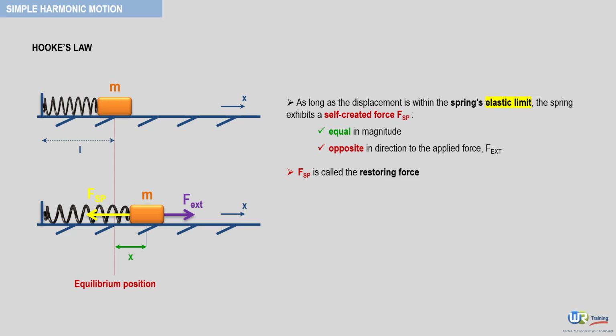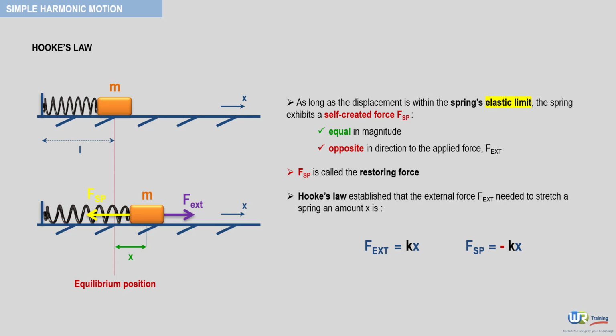In all cases of a mass-spring system, the spring is assumed to be of negligible mass. Hooke's law established that the external force F external needed to stretch a spring an amount x is given by the following equation. So F external is equal to k times x, and the spring force Fsp is given by the following expression. So Fsp is equal to minus k times x.